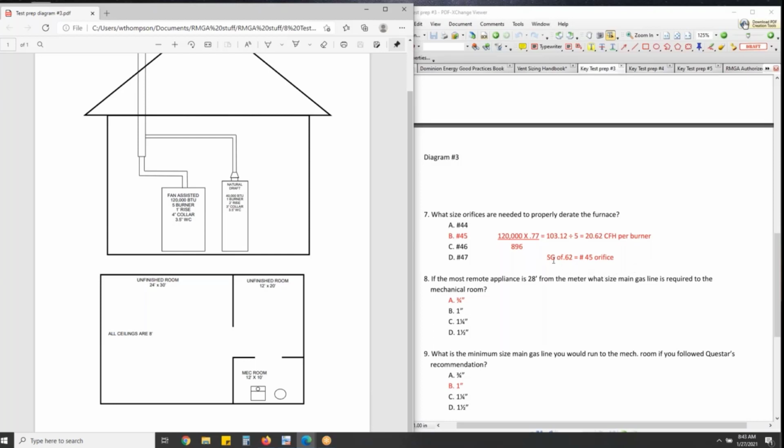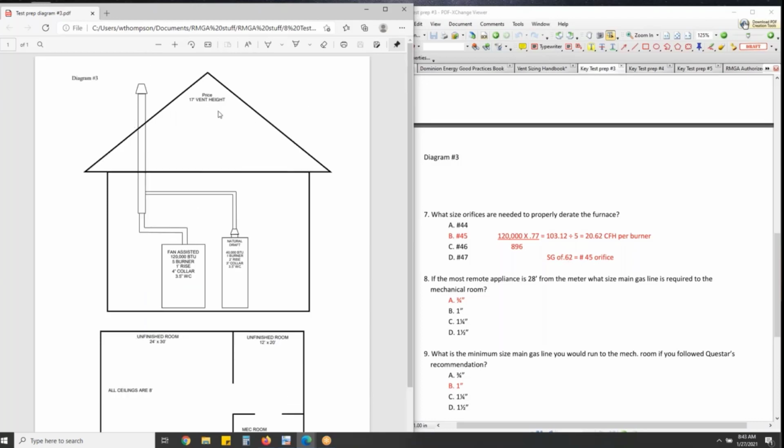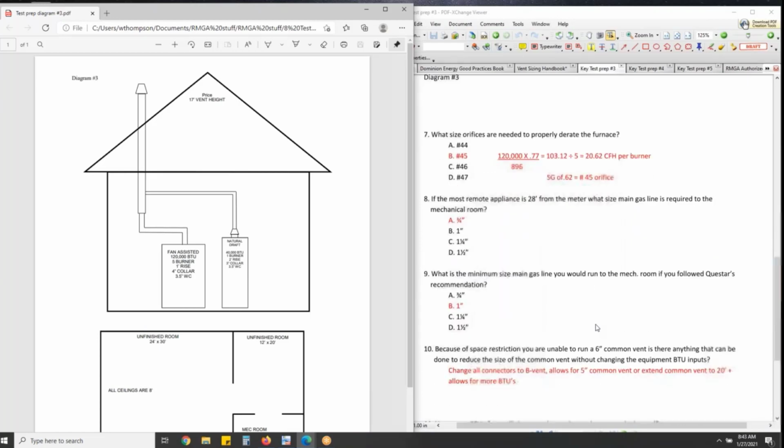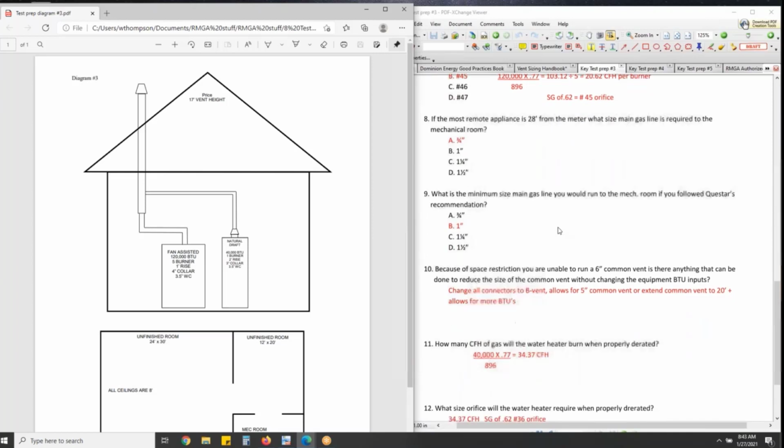The key is to make sure you're on the right specific gravity page. That's where I see you guys screw this up. They'll be doing this formula, but they'll go over to the specific gravity page of 0.56 and pick an orifice from there, when in this case, because of where we're at in Price, 0.62 is where we need to be. Okay, if the most remote appliance is 28 feet, you should have come up with A, 3/4 of an inch. Again, they're asking to the mechanical room.